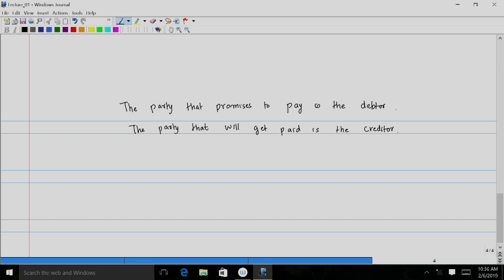So, now in this case both the debtor and the creditor, they are what is known as counterparties. Okay. So, this means for the debtor, the creditor is the counterparty, and for the creditor the debtor is the counterparty.